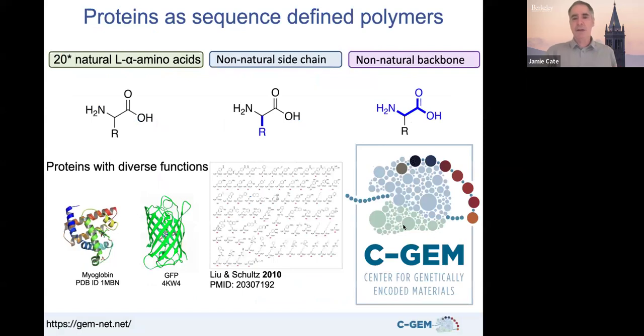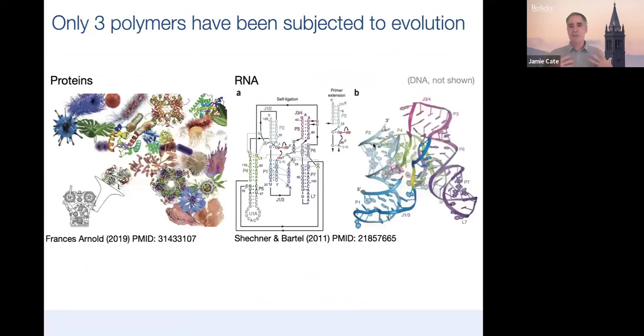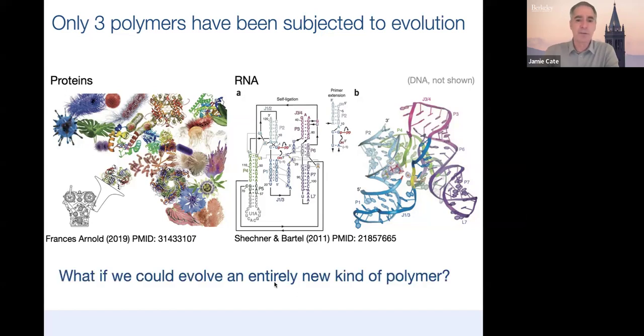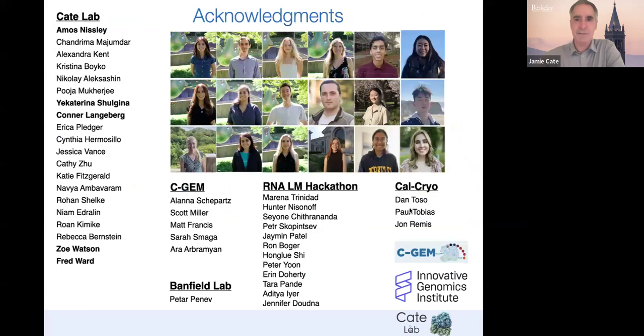Again, we're still very interested in making these non-natural backbones. And the big picture, what gets me very excited, is if you think about life on our planet, only 3 polymers have been subjected to evolution by organisms. One is proteins, the other is RNA, and DNA has also been done. I'm not showing an example of DNA. This is another RNA. And if we can get the ribosome to make these new types of polymers, and they're encoded by messenger RNA, we could potentially evolve entirely new kinds of polymers for technology. And that's the end of my talk.